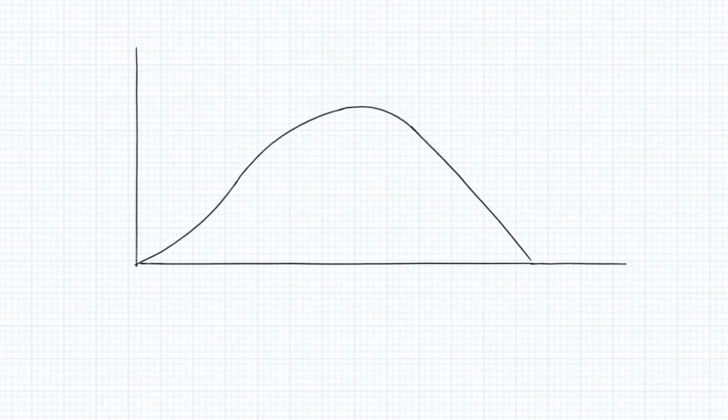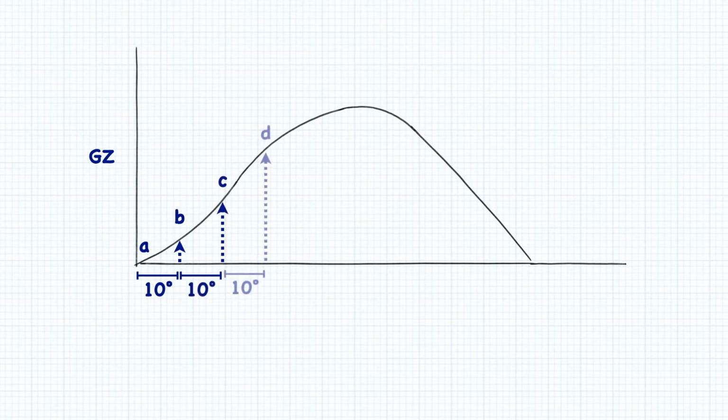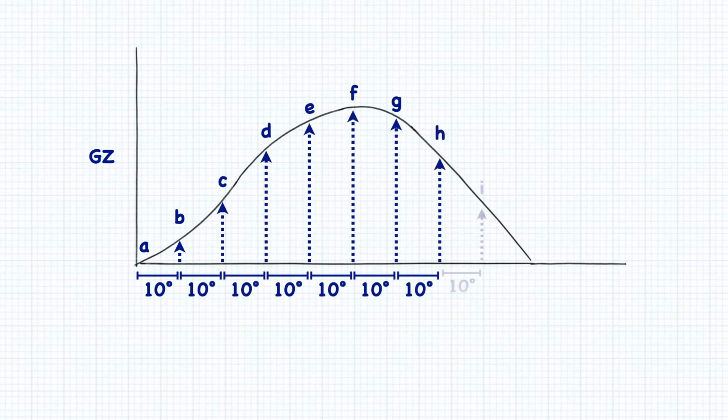Well, the exact same thing can be done to calculate the area under a stability curve and find dynamical stability. After all, a statical stability curve is just another irregularly shaped area, a lot like a waterplane. This time the ordinates are the values for GZ on the y-axis, and the interval is the number of degrees between each angle of heel on the x-axis.